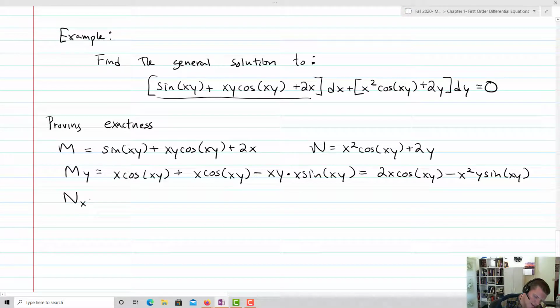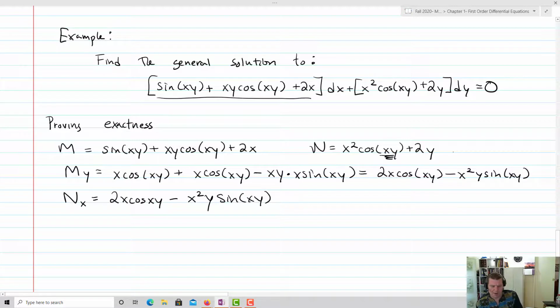And N_x is going to then be, we'll take the derivative with respect to x, this top one, so this is going to be 2x cosine xy minus x squared y sine xy, because we'll take the derivative of xy. And the 2y goes away because it has no x's in it.